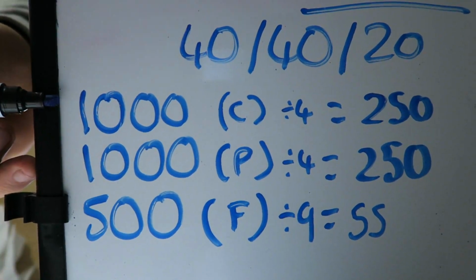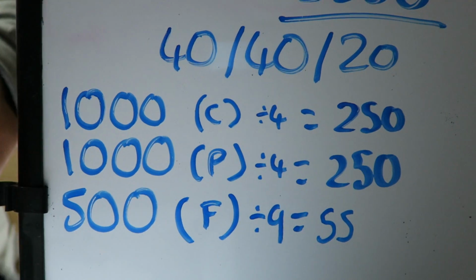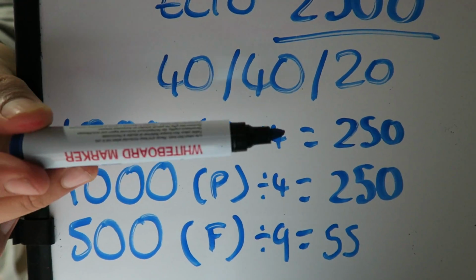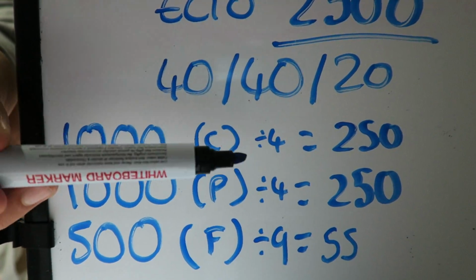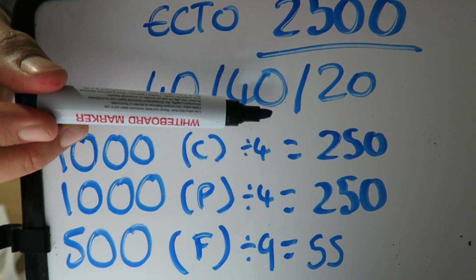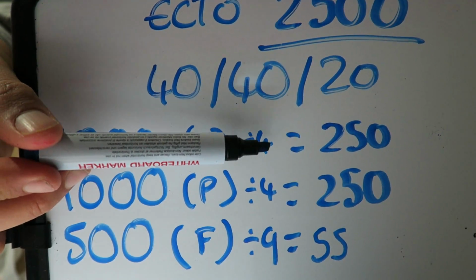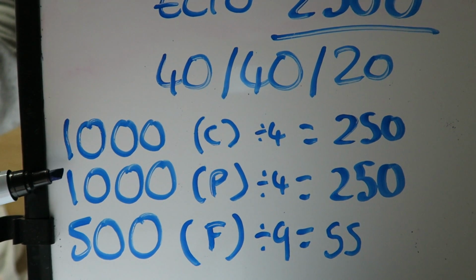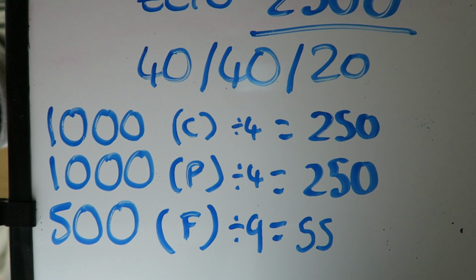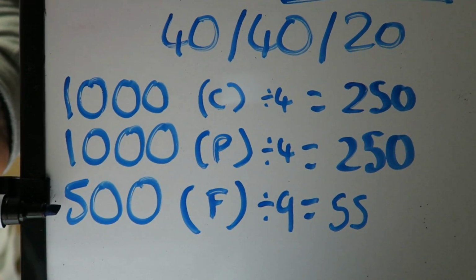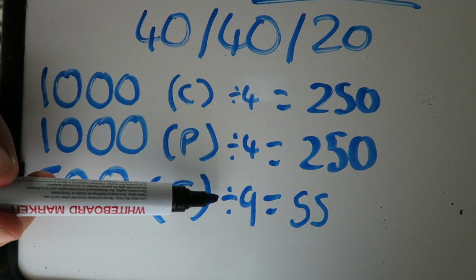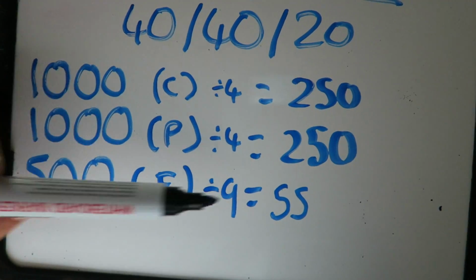We've got the 1,000 calories of carbohydrates. We divide them by 4 to find the grams, as there's 4 calories per 1 gram of carbs. So the 1,000 calories divided by 4 will give us 250 grams of carbohydrates per day. We do the same for protein as it was the same percentage. Divided by 4 equals 250 grams of protein per day. And at the bottom, we've got 500 calories from fat. Divide them by 9, as there's 9 calories in 1 gram of fat, and we've got 55 grams.